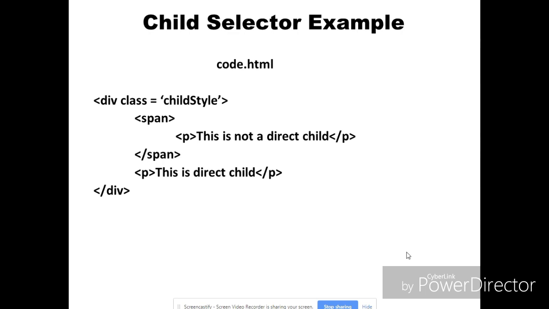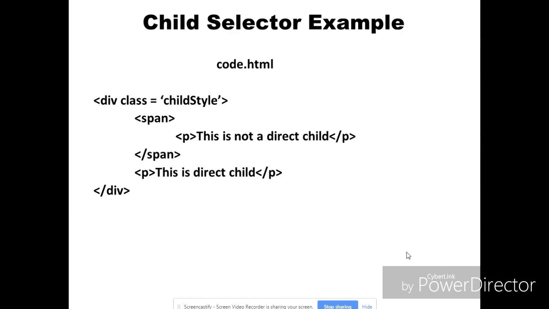Here you can see that we have a child style class, and this is the topmost class or topmost selector. So it is our parent selector, and in this we have a span tag, and in the span tag we have a p tag. Suppose we want to give the CSS properties to the p tag.